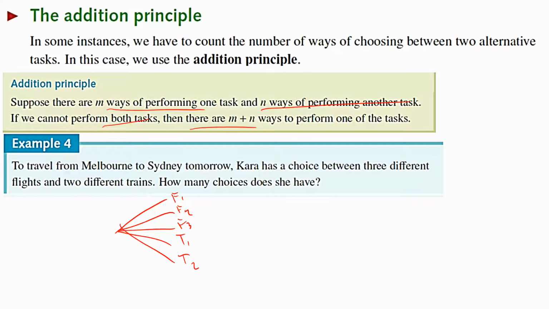How do we feel about that? Does that make sense, the difference between the two? If she was doing a connecting flight, where she flies first and then takes a train, or trains first and then flies, then that would be different. That would be a multiplication, the multiplication principle. If there were 2 different trains and 3 different flights, then there'd be 6 different ways. But in our case, we only had one choice: flying or training to get to Sydney. There's 5 in total.